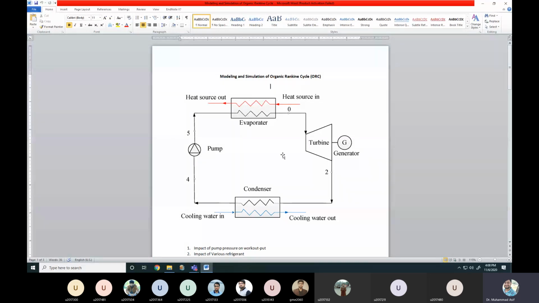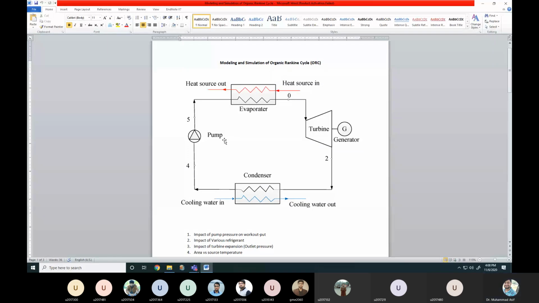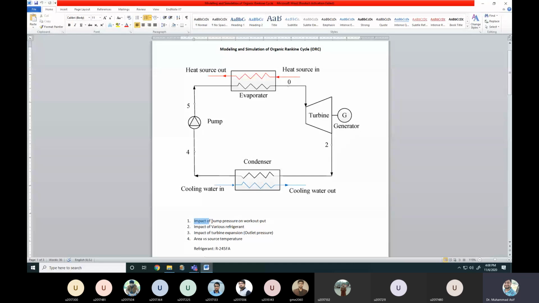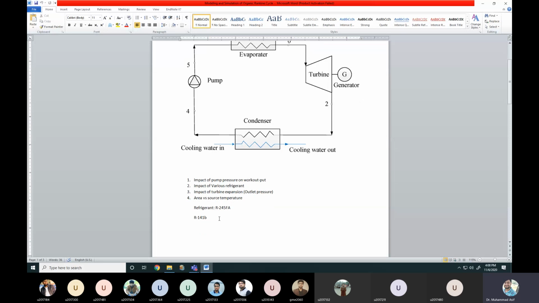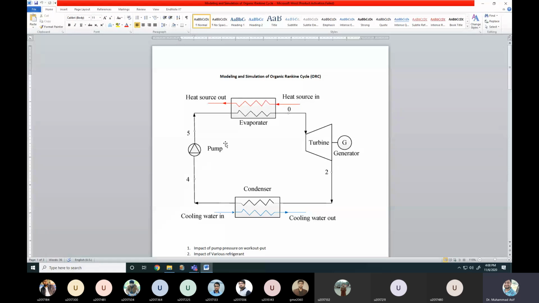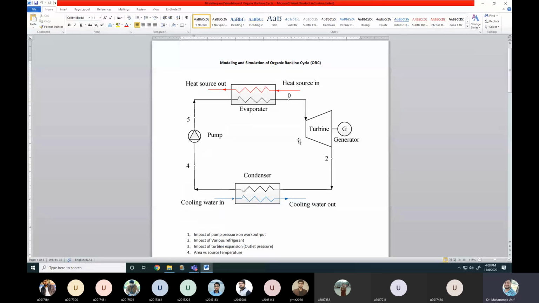So the question here is how to model this process. After modeling the process, how to simulate it, and then how to check the impact of pump pressure on work output. Similarly, what is the impact of various refrigerants, the impact of the turbine expansion outlet pressure, and the impact of the heat source temperature. We can also use different refrigerants and see the effect of each. We can analyze all this using a modeling and simulation tool. So let's practice this with the help of Aspen Plus.